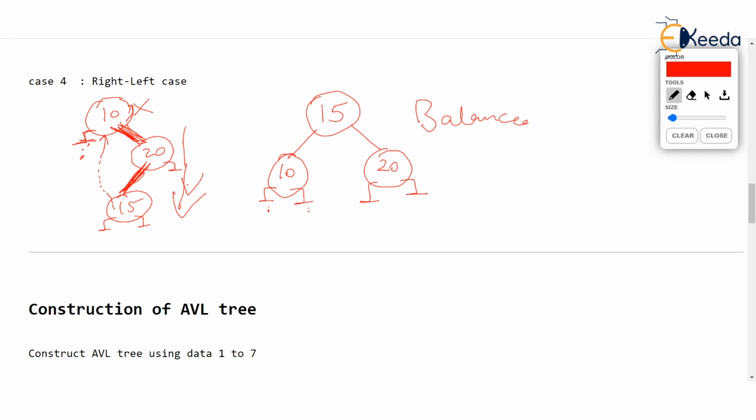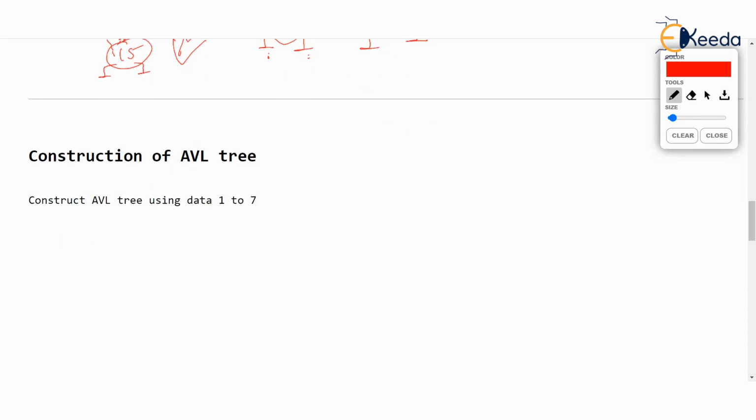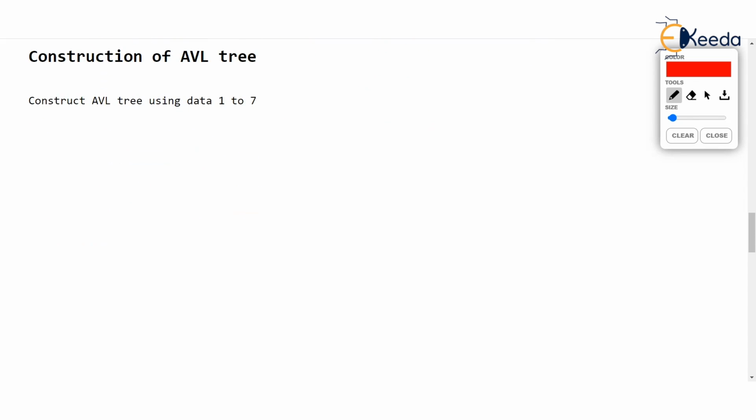So these four cases, left-left, left-right, right-right, and right-left, are the cases in which the tree becomes unbalanced, and we can easily balance the tree by using rotation algorithms. In the next video, in detail, we will be learning how to construct an AVL tree from scratch, and we will be taking data from 1 to 7.